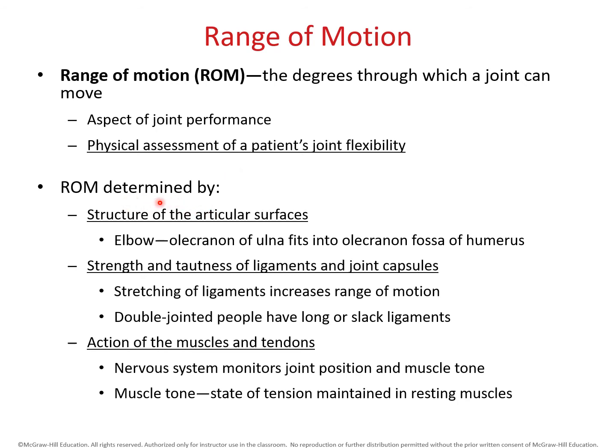What is range of motion determined by? All right, well, it's determined by the integrity of the structure of the joint, such as how are the articular surfaces? Are the articular surfaces worn away? If they're worn away, then that means it's going to hurt when you move, so therefore that would decrease your range of motion. If you're limited by pain, right, you're not going to move as much there at that joint.